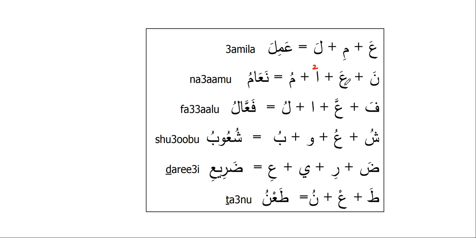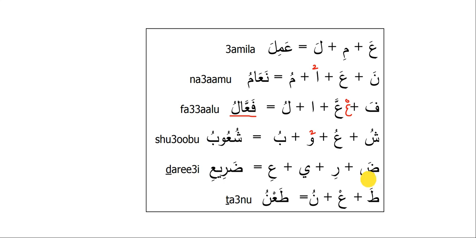Na'amu, na'amu. Now here you have two ayns. So one with sukoon, the other with fatha. Fa'alu, fa'alu. That's how you pronounce with shaddas. Shu'ubu, shu'ubu, two counts.